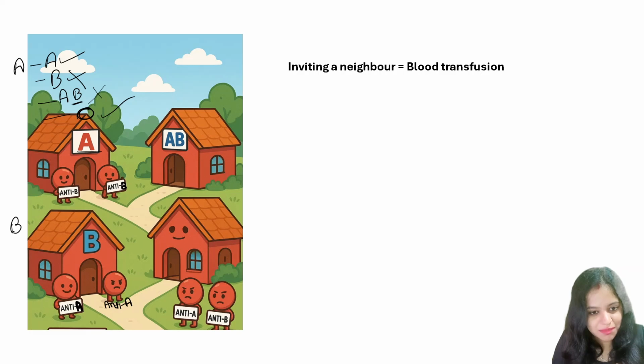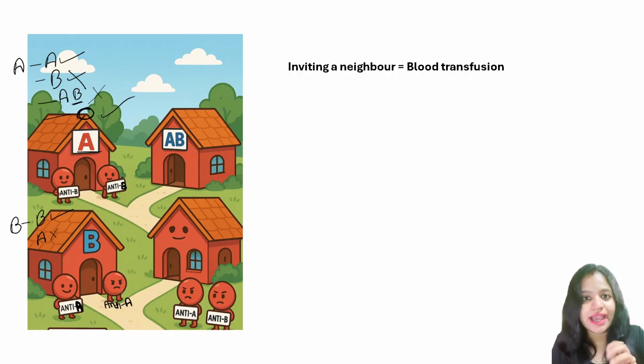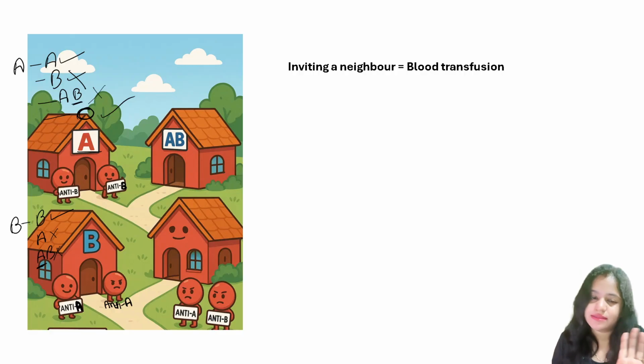Now let's talk about your B house. When B has a party, who all can come again? B can come. Can A come? No. Anti-A antibody is there. Can AB come? Again, no. Why? This A is present and this anti-A is present. Not a good idea. Again, can O come? Yes, O can happily go here. Why? No nameplate, so no guard can stop them.